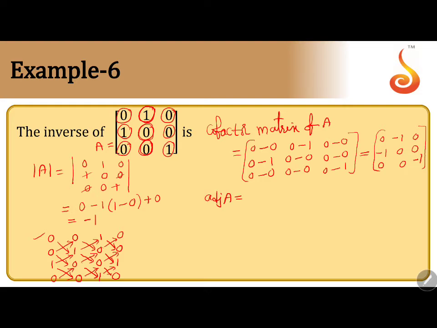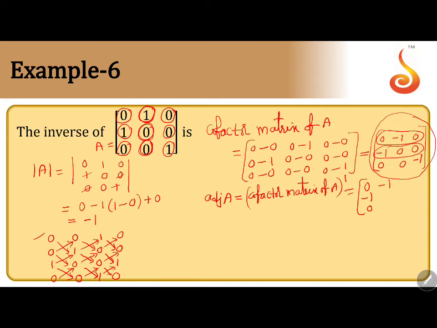Now the adjoint. The adjoint of a matrix is the transpose of the cofactor matrix, the cofactor matrix of A whole transpose. That means take the transpose of this matrix, writing rows as columns: first row as first column 0 minus1 0, second row as second column minus1 0 0, third row as third column.